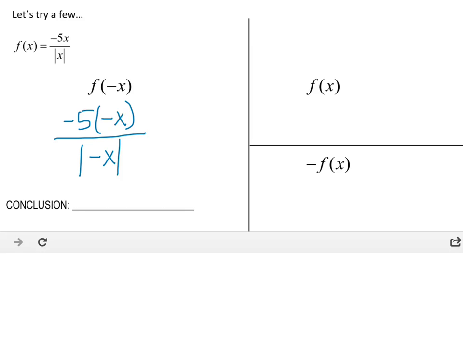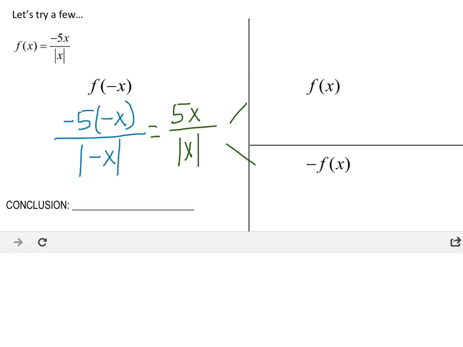Now we simplify. I just plugged in negative x everywhere there was an x in the original function. Up top, -5 times negative x gives us a positive 5x. And in the denominator, anytime you take the absolute value of a negative number, it's still going to leave you with a positive x. So this is what we're going to compare to.